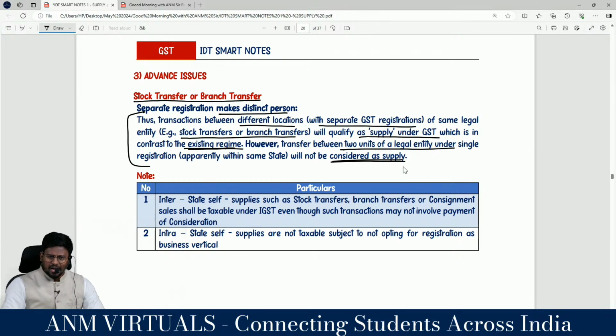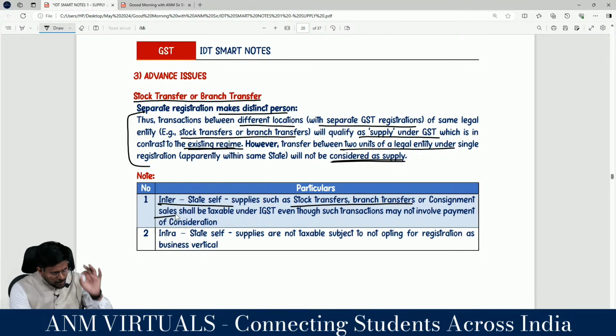Sir, within the same state, I have taken a single registration, with one place as the principal place of business and another as an additional place of business. Then if I supply from the principal place of business to the additional place of business, do I need to treat it as a deemed supply? For inter-state, self supply such as stock transfer, branch transfer or consignment shall be taxable under IGST even though such a transaction may not involve payment of consideration, as per Section 7 subsection 1 clause C read with Schedule 1, it will be treated as deemed supply. For intra-state, self supply is not taxable, subject to not opting for separate registration as a vertical. If you run two units under one registration within the same state, it need not be treated as a deemed supply.